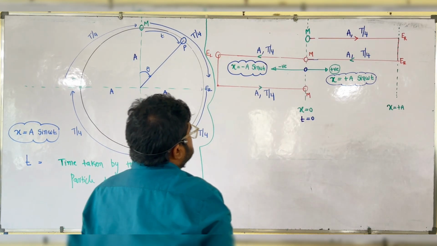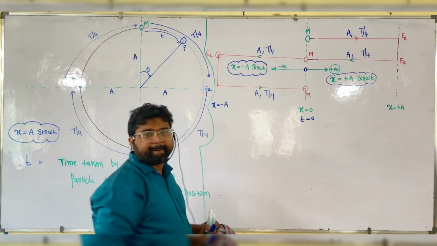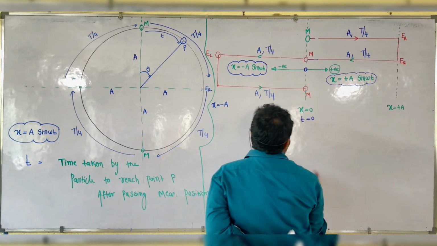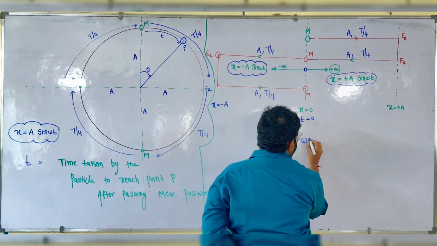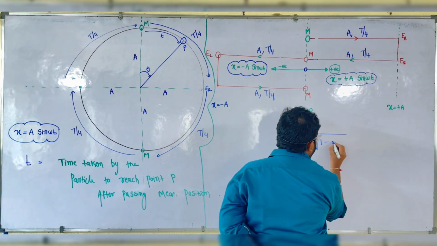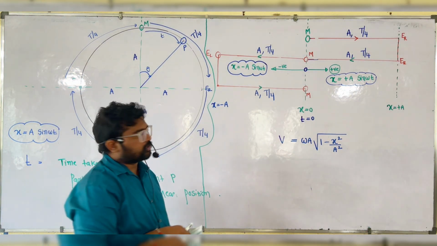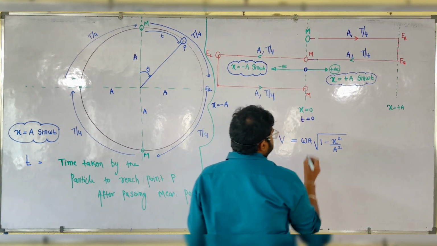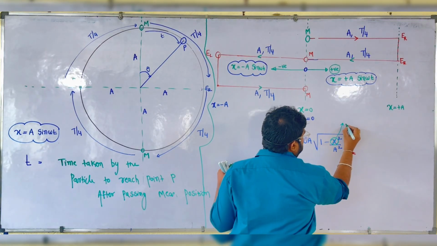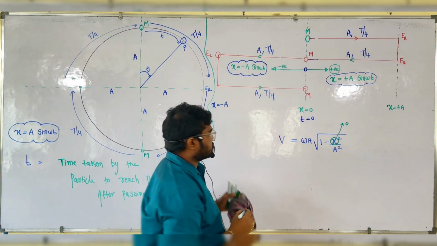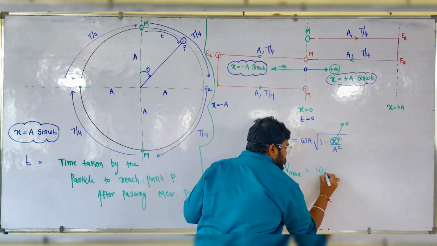At this point x equal to 0. At the left extreme, x equal to minus a. What is the velocity of the particle at mean position? Velocity of the particle equals omega a into square root of 1 minus x square by a square. Put x equal to 0. పెడితే ఏమొస్తుంది? Velocity would be maximum at mean position.